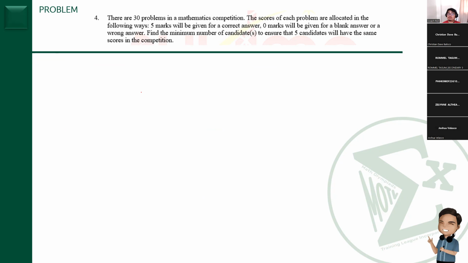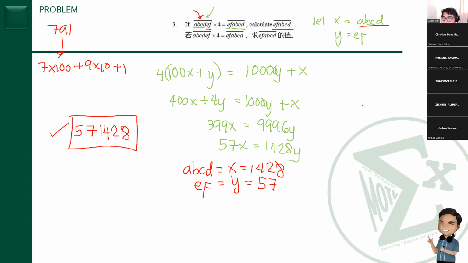There are 30 problems in a math contest. The scores of each problem are allocated. Wait, there is actually multiple. Hmm. 761904. Oh, interesting. 761904.